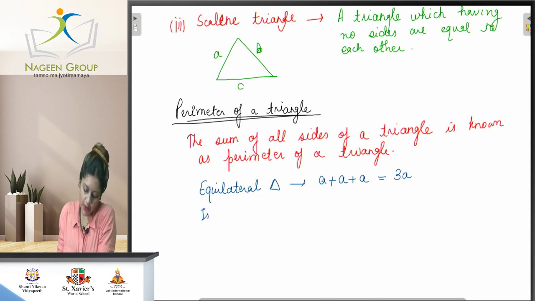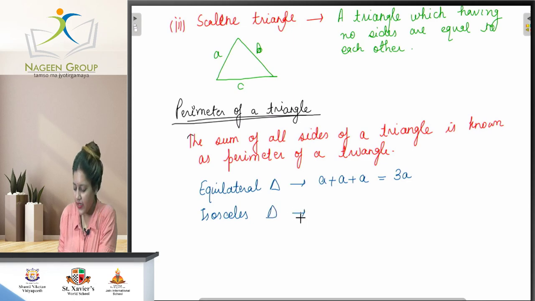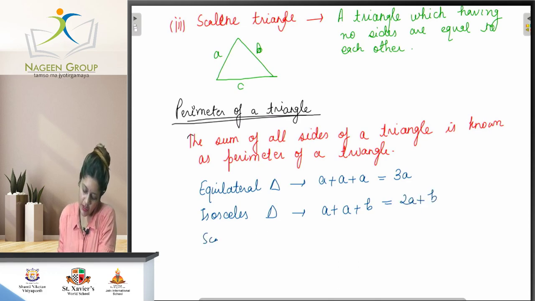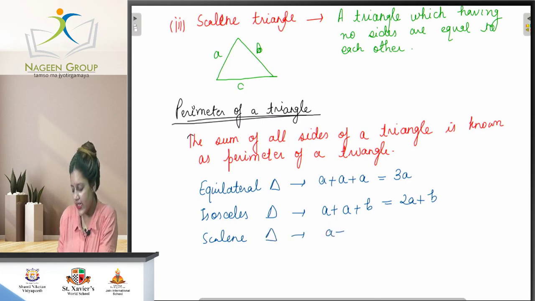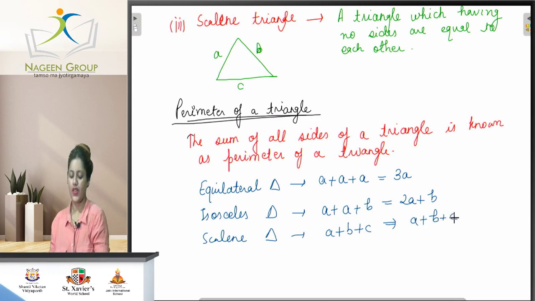If we ask about the isosceles triangle, then two sides are equal and one is different. So, the perimeter is 2A plus B. While when we ask about the scalene triangle, then all sides are different. So, the perimeter is A plus B plus C. Understand?